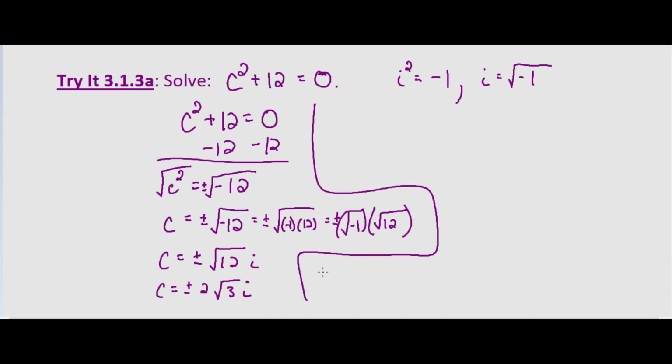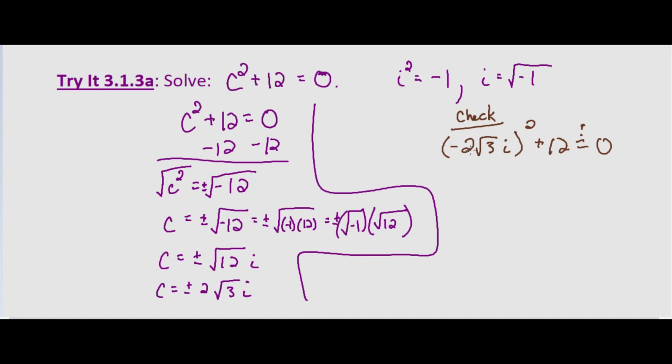Check our solution by substituting back into the original equation. So let's check. Let's go with our negative first, as we always do. So we want to know, does -2 times the square root of 3 i, squared, plus 12 equal 0? So we'll substitute -2 times the square root of 3 i, squared, plus 12. We want to know, does that equal 0?